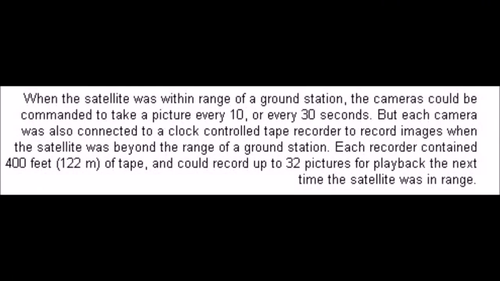So when the satellite was within range of a ground station, the cameras could be commanded remotely to take a picture every 10 or 30 seconds. But each camera was also connected to a clock-controlled tape recorder to record images when the satellite was beyond the range of a ground station. So it was set up to automatically do this. Each recorder contained 400 feet of tape and could record up to 32 pictures for playback the next time the satellite was in range. This is just ridiculous.